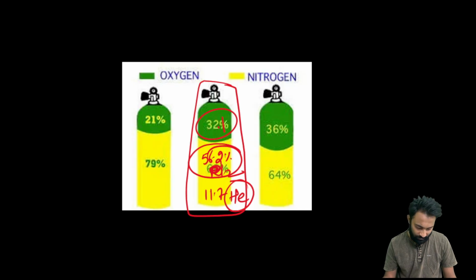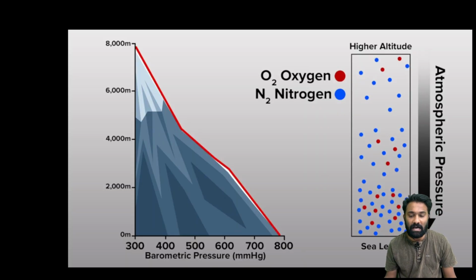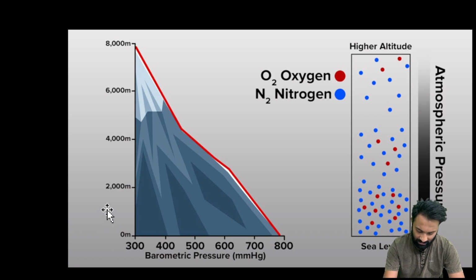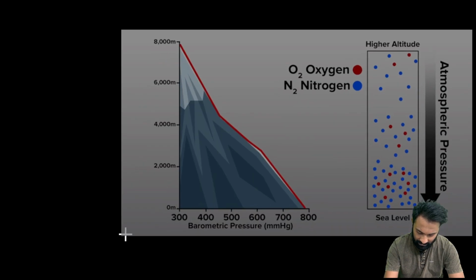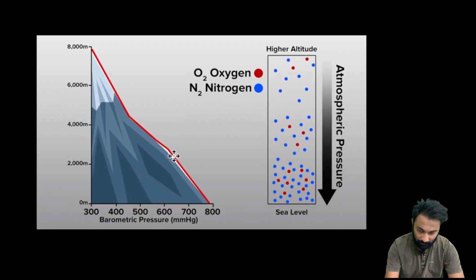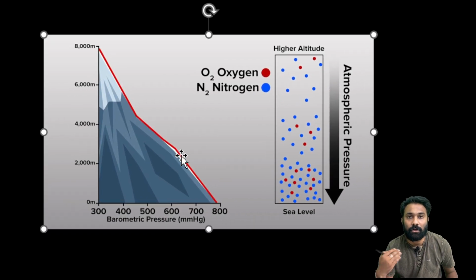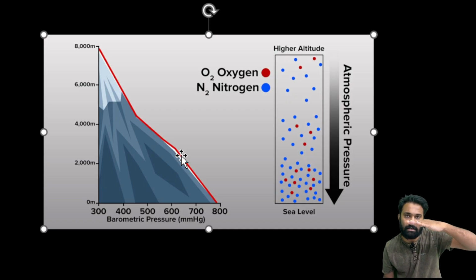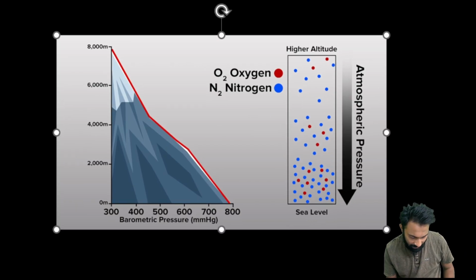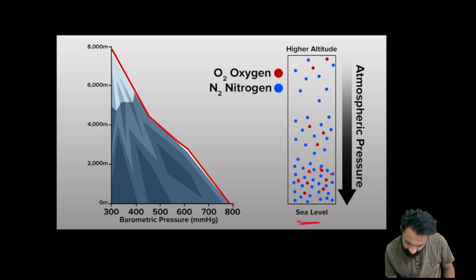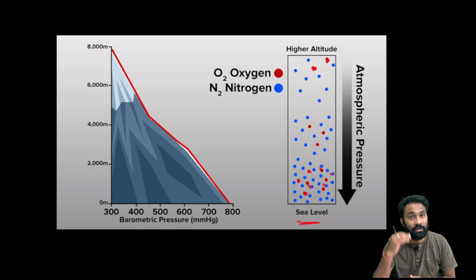Clear? Done? Now, the next application we see is at higher altitudes. At higher altitudes, what will happen? You can see the atmospheric air. At sea level, we have more oxygen; you see, these red dots are the oxygen. At higher altitudes, oxygen is less. Due to that, we get altitude sickness when we reach higher altitudes. Clear?